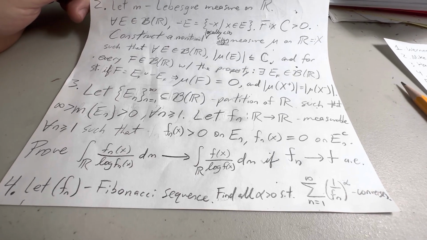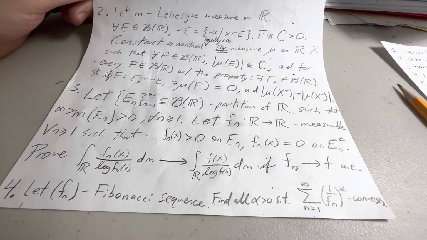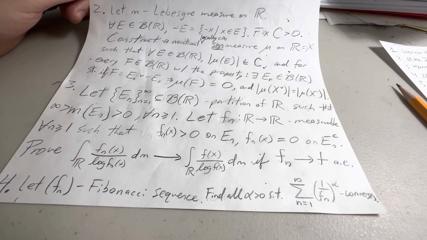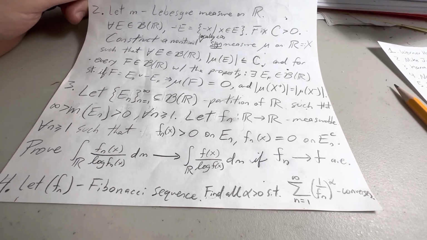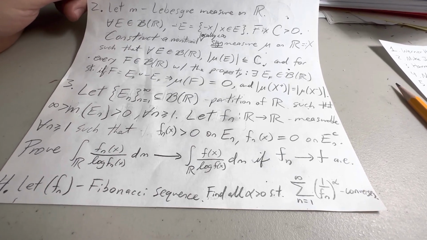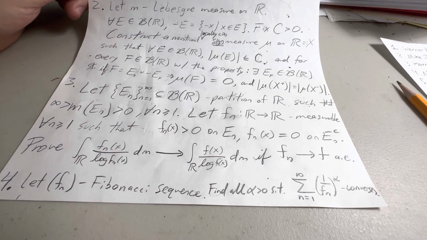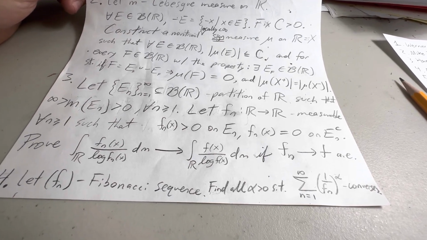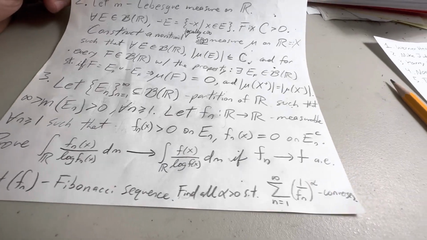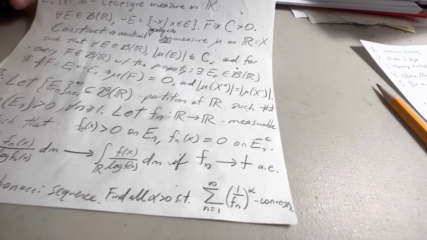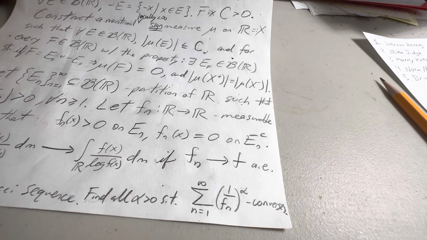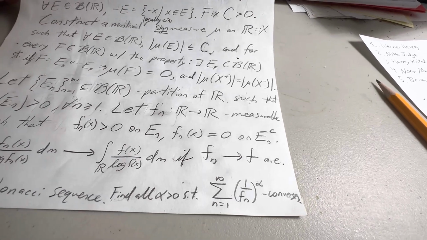It was just I was thinking about sequences, and I wanted to see if I could make a problem where I show some series converges. So let the sequence Fn be the Fibonacci sequence, and we want to find all positive alpha such that the following sum converges, where I look at reciprocals of Fibonacci numbers.